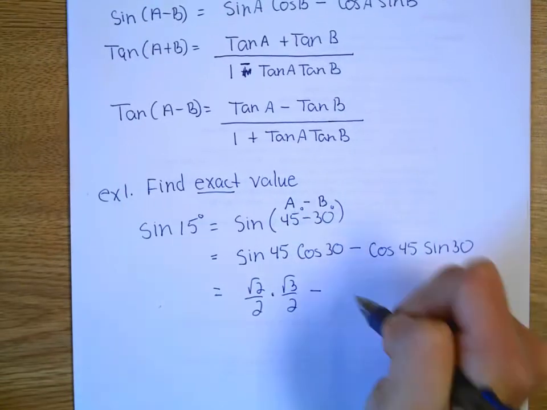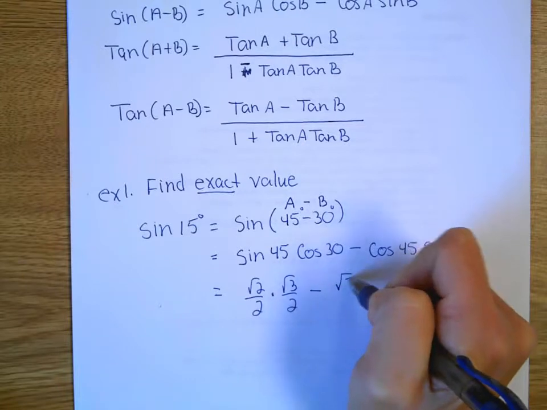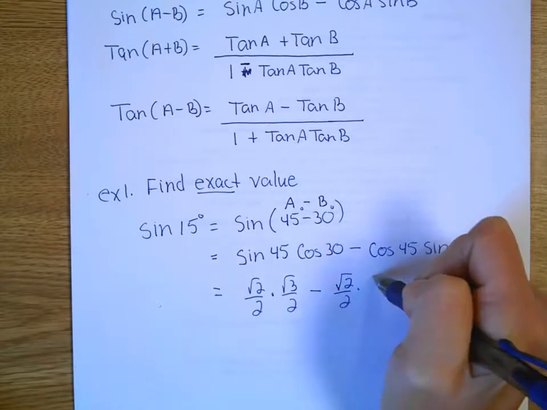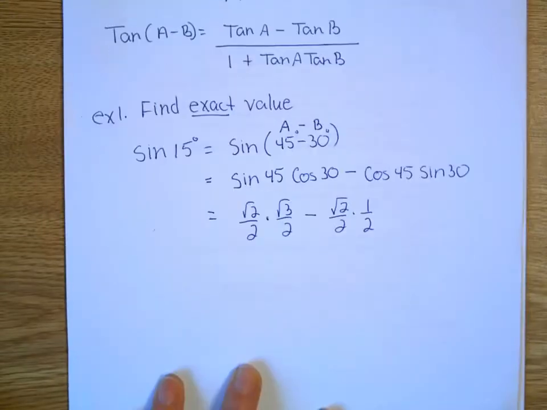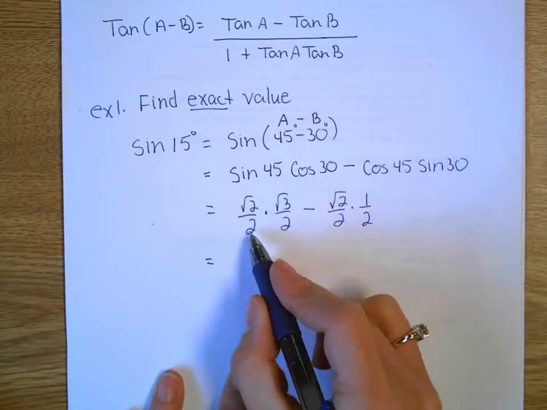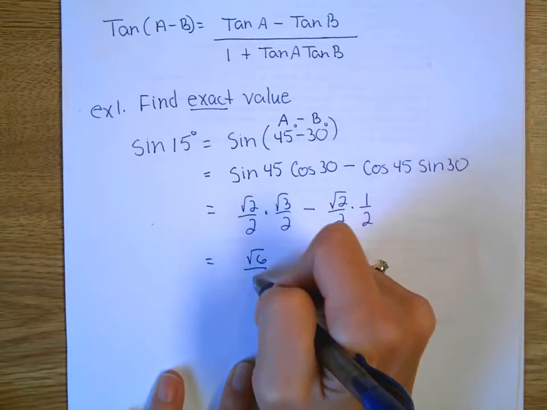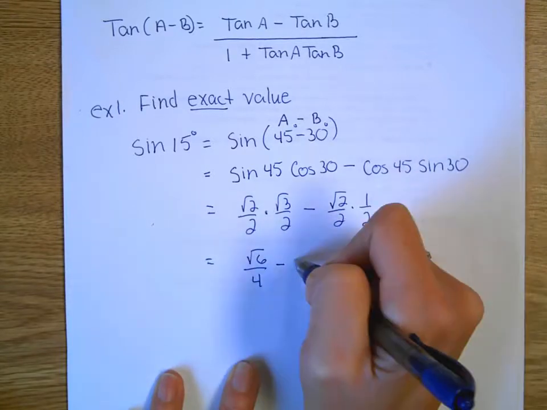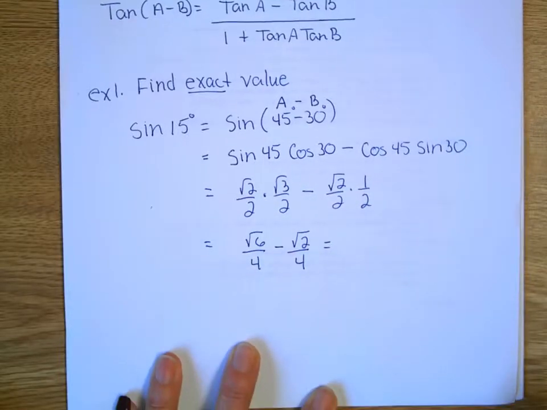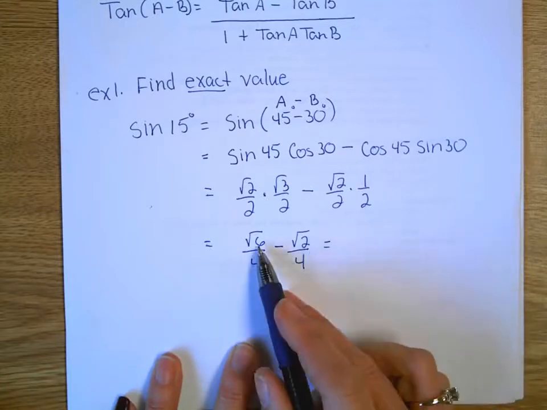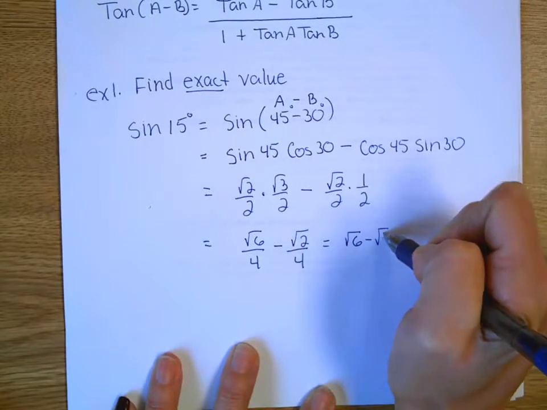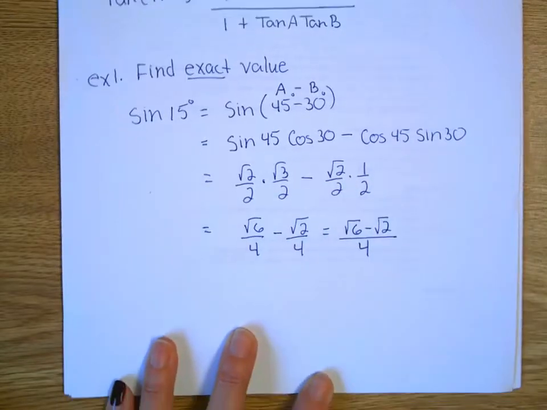Minus cosine of 45? Square root of 2 over 2. And sine of 30? 1/2. Okay, so now we just multiply before we do the subtracting. Here we're going to get square root of 6 over 4 minus square root of 2 over 4. And if you remember, you cannot subtract underneath square roots. That's not legal, so they stay separate. So square root of 6 minus square root of 2 all over the common denominator 4.